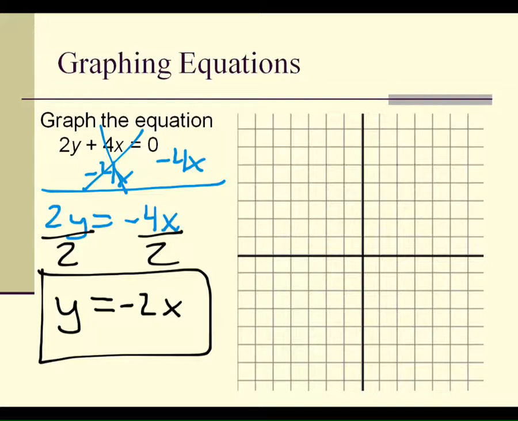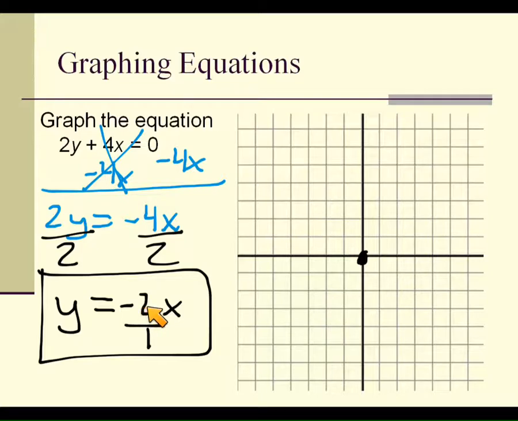0, right? My y-intercept is 0. I don't have a y-intercept, so I'm going to put a point at 0 on the y-axis. And my slope is the number in front of the x, negative 2. Remember, if it doesn't have a denominator, you can put a denominator of 1. That means I need to go down 2.